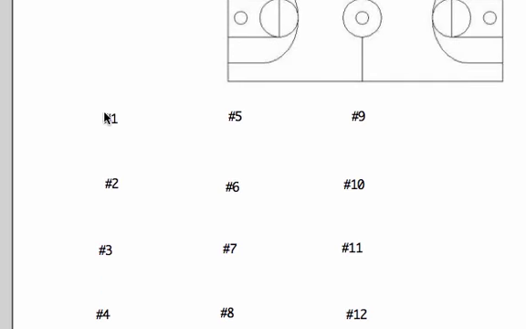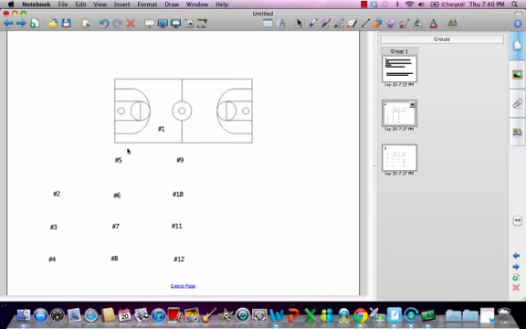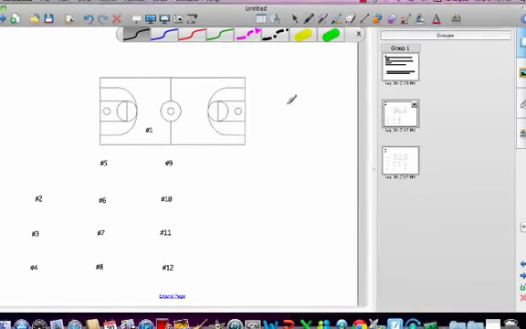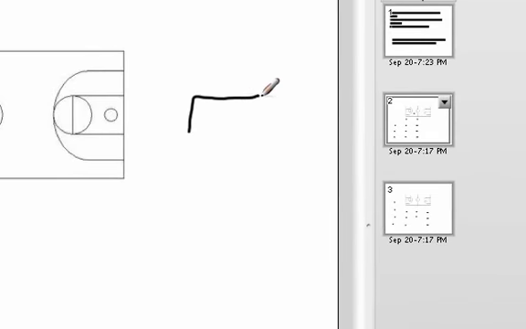So let's just say, for instance, that only one player was allowed on the court. You can see here I've labeled everybody by a uniform number. So we're saying number one's on the court, and he's the only one allowed on. So if we have 32 minutes, and we've got to divide it up equally among 12 players, this is what we would do.